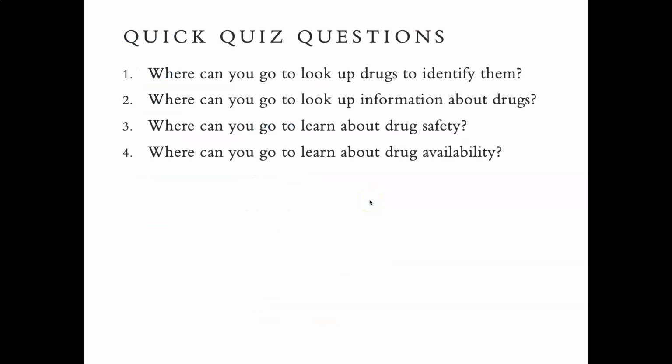All right, so where can you go to look up drugs to identify them? There are 2 places. Where can you go to look up information about drugs? Again, the same 2 places as question number 1. Where can you go to learn about drug safety? And where can you go to learn about drug availability? The answer to number 3 and 4 is the same thing, but it's only one answer. So hint, hint, hint there.